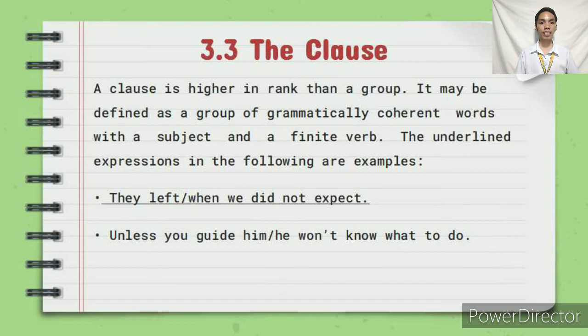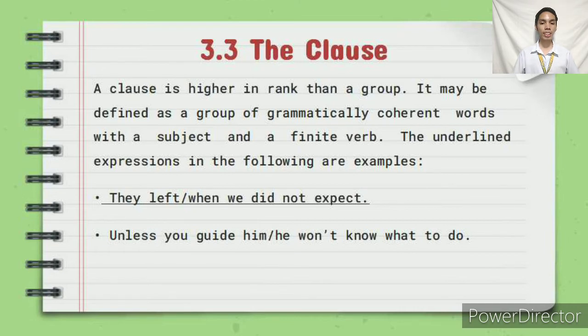Next, we have the clause. A clause is higher in rank than a group. It may be defined as a group of grammatically coherent words with a subject and a finite verb. So unlike the group or the phrase that does not have a subject and is without a finite verb, the clause has the otherwise. Okay, it has a subject and a finite verb.